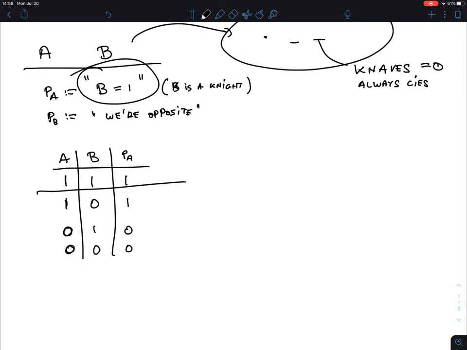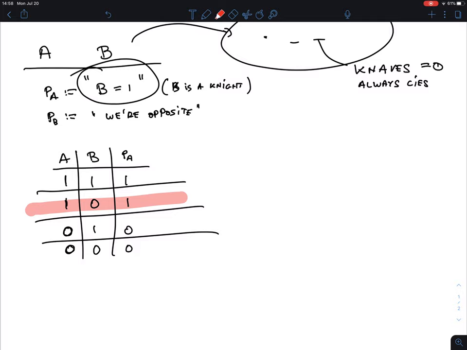And hopefully, as I said, at the end, we would have one row left. So what about this one? Now, P of A is true. So what is P of A? P of A says B is 1. Oh, no. That's not the case. So we have to rule this out. I'm going to mark this. So this is already impossible.